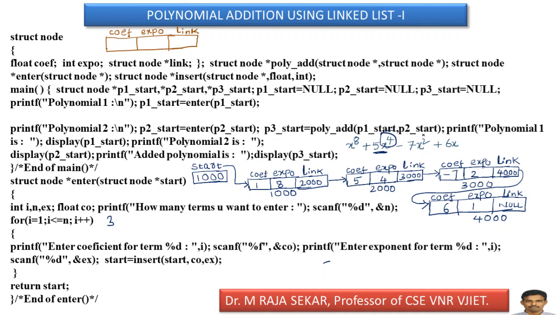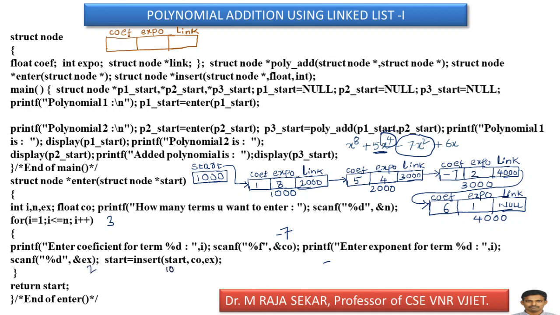What is my term 3? This is my term 3. For term 3, what is the coefficient? Minus 7. What is the exponent? 2. Therefore, the coefficient is minus 7 and the exponent is 2, isn't it? Now, which one are we passing?